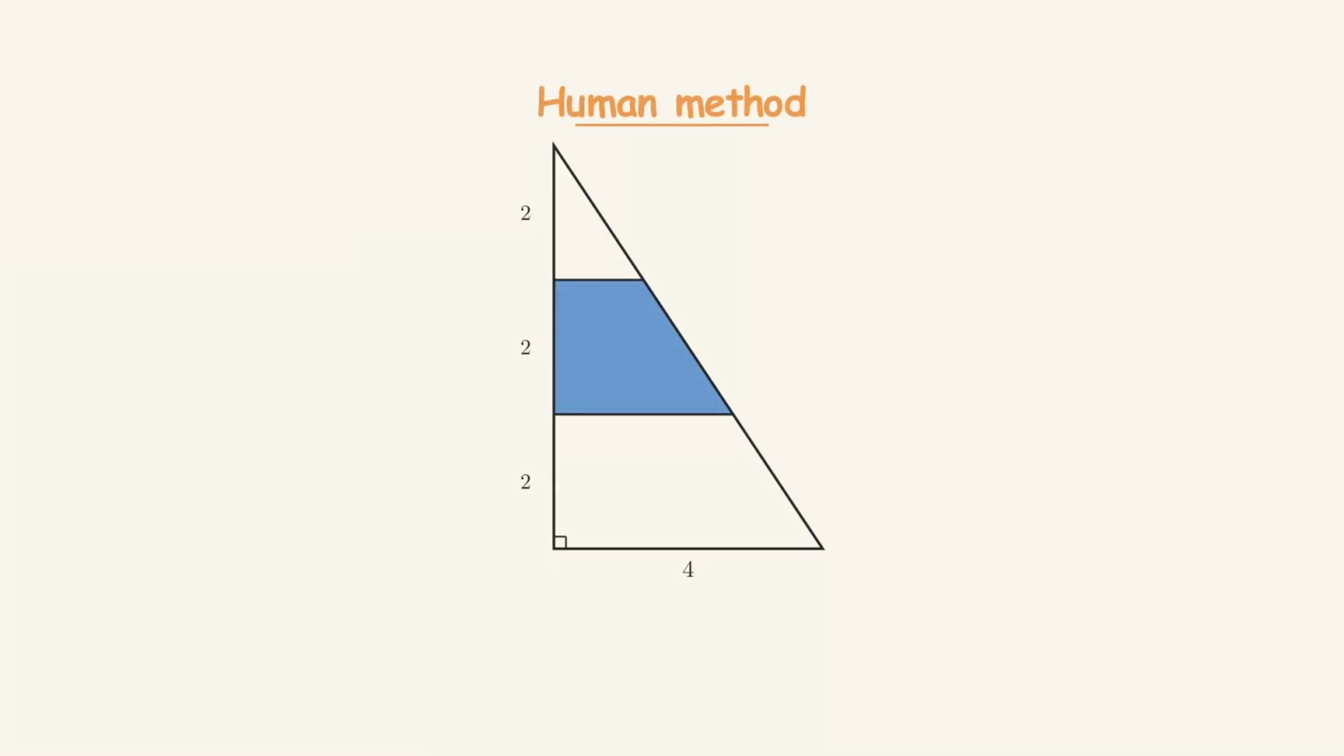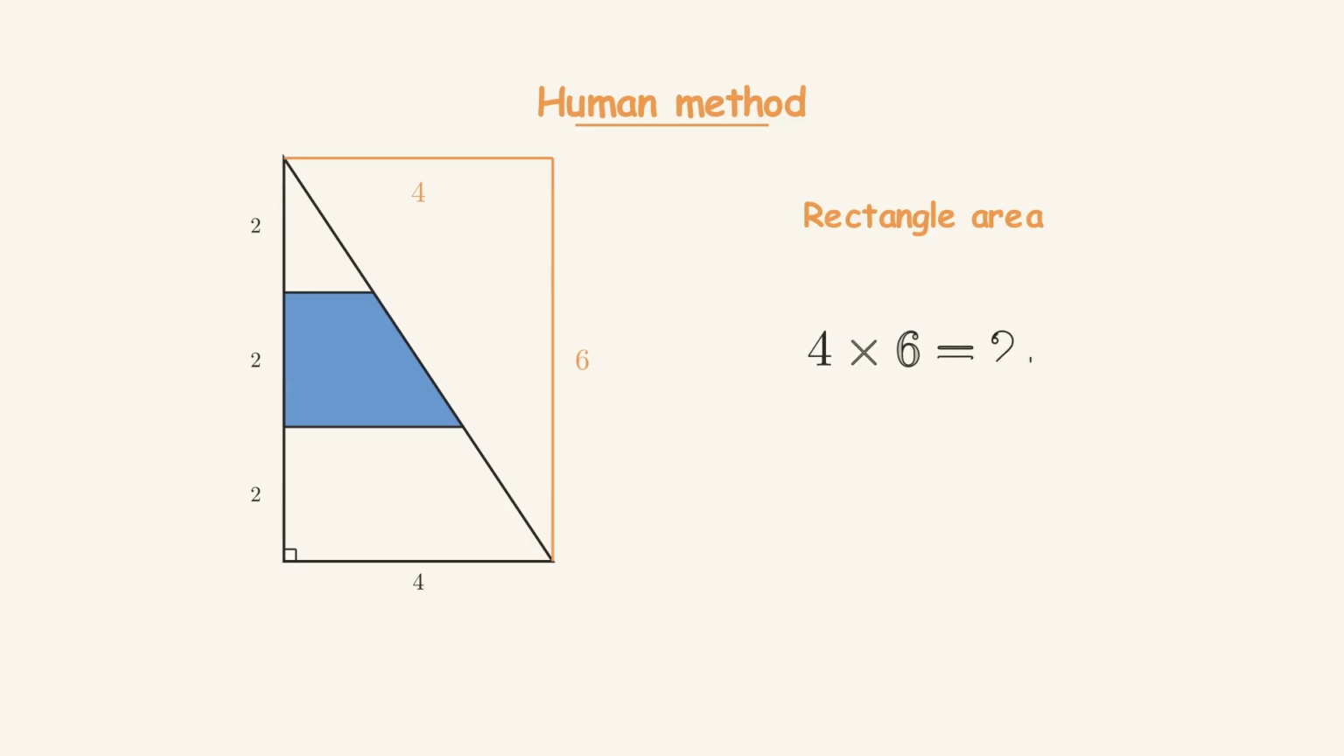Complete the triangle into a rectangle. The rectangle is 4 by 6. So its area is 24 square centimeters. Now focus on the middle strip. The rectangle is divided into 3 strips of equal height, so the middle strip is 1/3 of the whole rectangle.